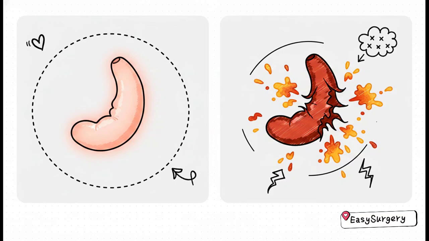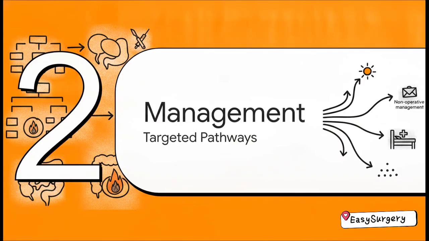On the flip side, the complicated category means the disease has progressed. We're talking gangrenous appendicitis, a perforated appendix, a periappendicular abscess, a phlegmon, or diffuse peritonitis. Getting this clear dividing line down cold is the foundation for everything else we're going to talk about. Moving right along to Section 2, management strategies and targeted treatment pathways.